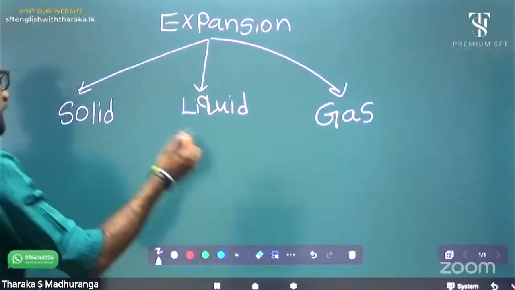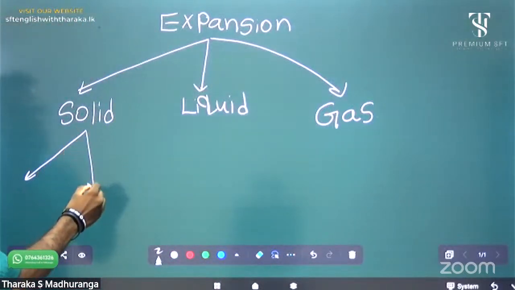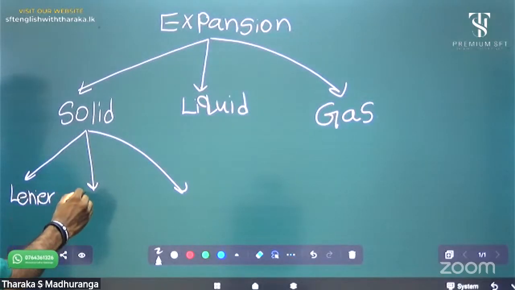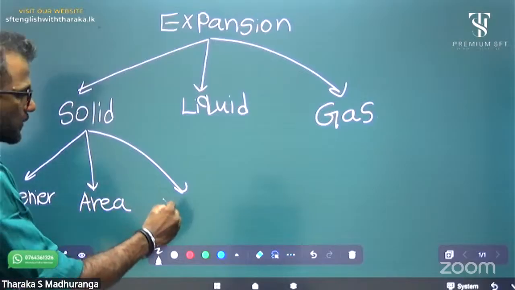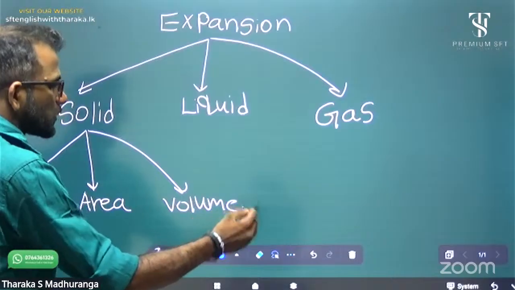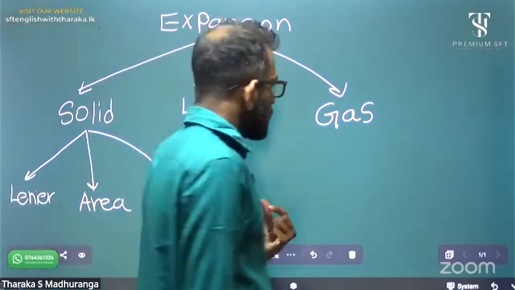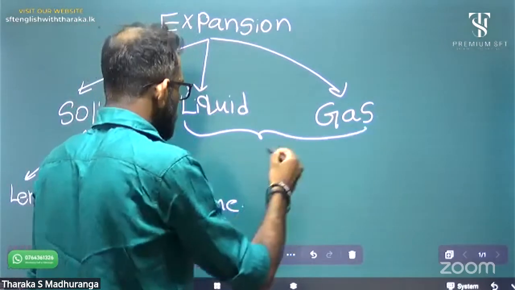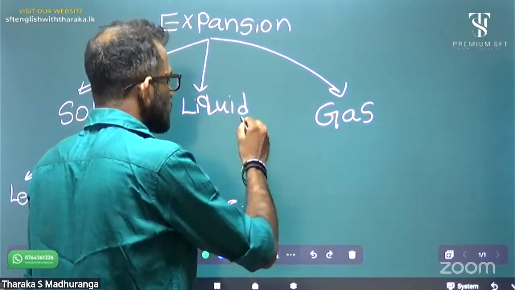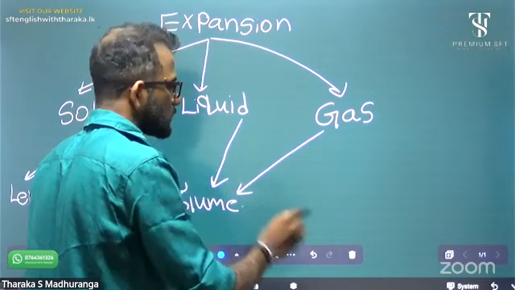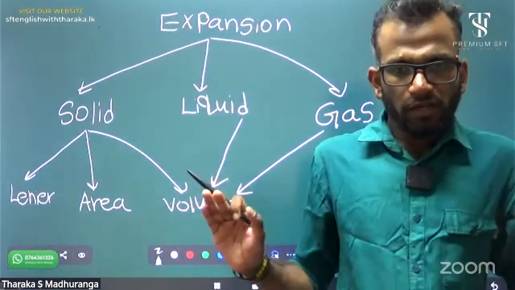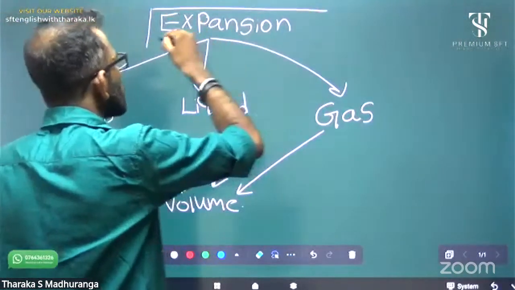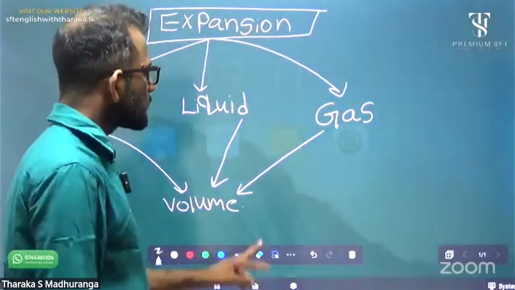Solid expansion has three types: linear expansion, area expansion, and volume expansion. Liquid and gas both have only volume expansion. Okay, that's a full summary of the expansion lesson. All right.